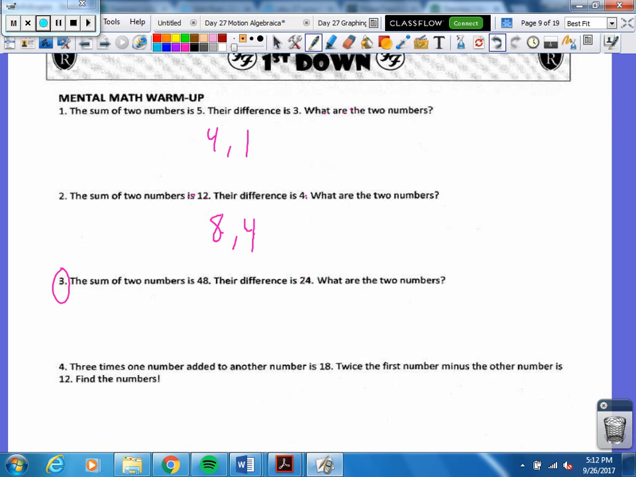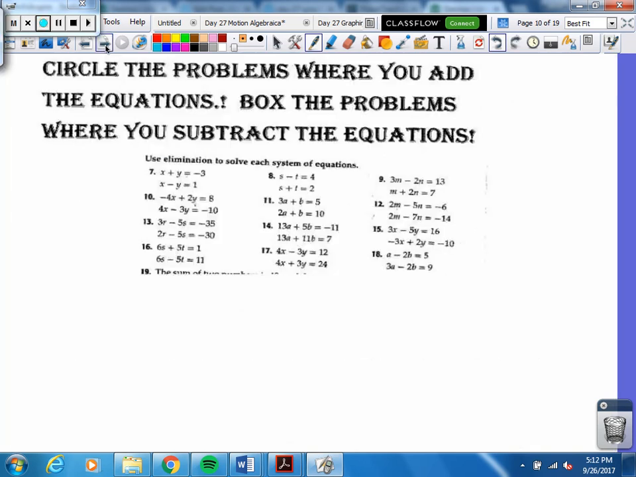There ought to be some other way to do it. And particularly this one on the bottom. Look at this. 3 times one number added to another number is 18. Twice the first number minus the other number is 12. Find the numbers. I can't. This is too hard right now. I need to find a way to do it. We're going to come back to this one.